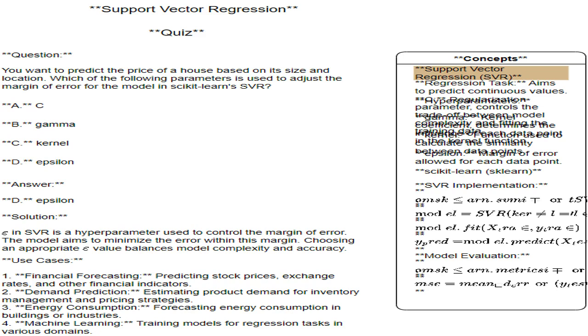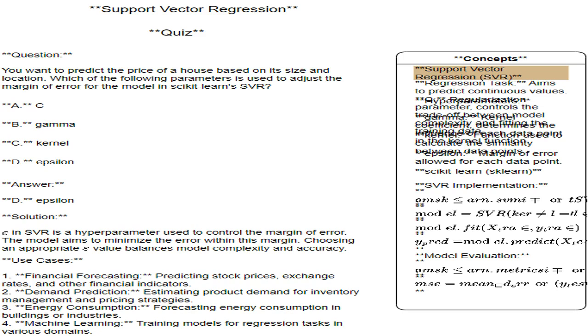SVR is a machine learning algorithm that uses support vectors to fit a regression model. It's suitable for predicting continuous values, such as house prices. 1. Financial forecasting: predicting stock prices, exchange rates, and other financial indicators. 2. Demand prediction: estimating product demand for inventory management and pricing strategies. 3. Energy consumption: forecasting energy consumption in buildings or industries. 4. Machine learning: training models for regression tasks in various domains.